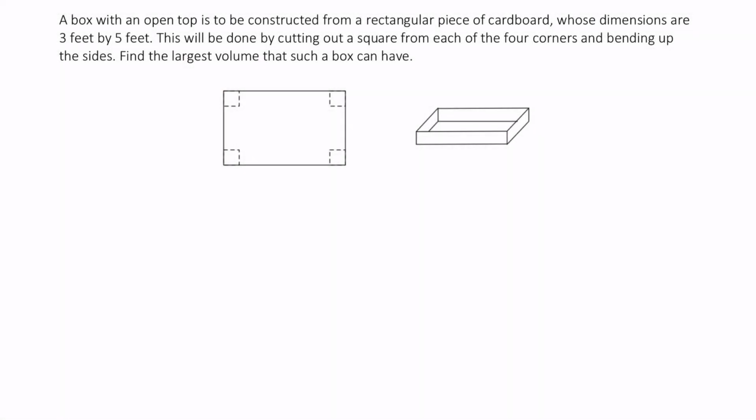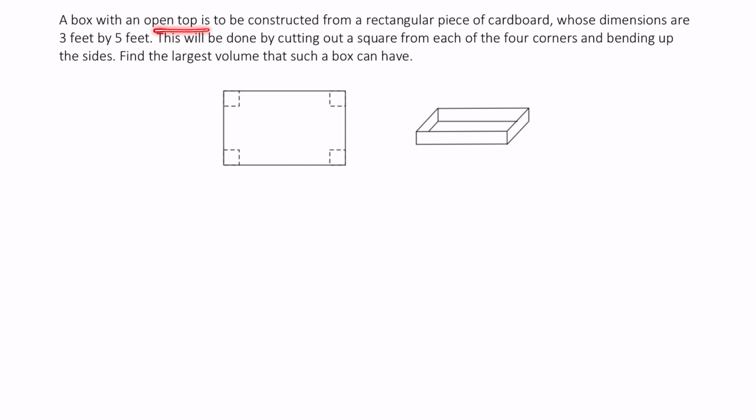Welcome. In this video, we're going to go over a classic optimization problem, which is cutting out the corners of a flat piece of cardboard and creating a box by folding up the resulting flaps, folding them upward to create a box of sorts. So here's the piece of cardboard and here's the resulting box.